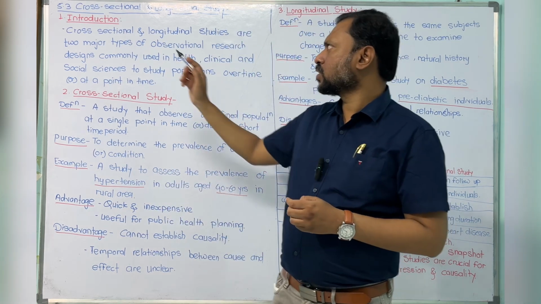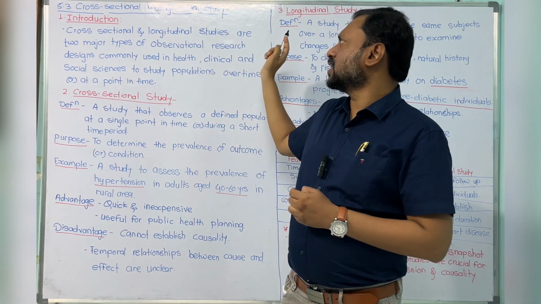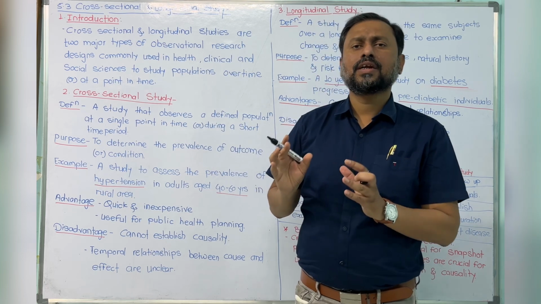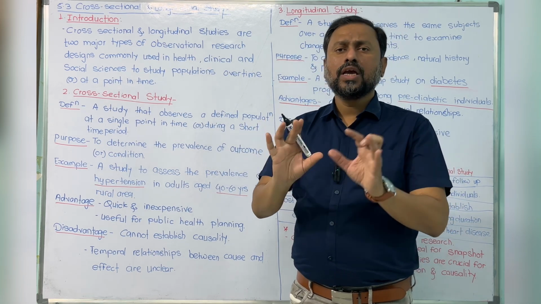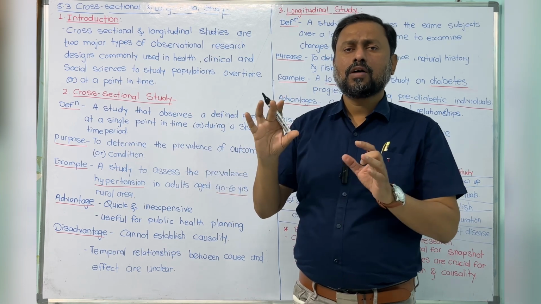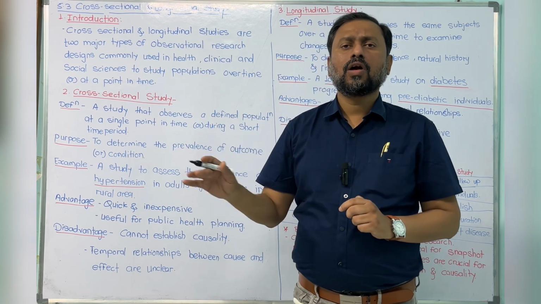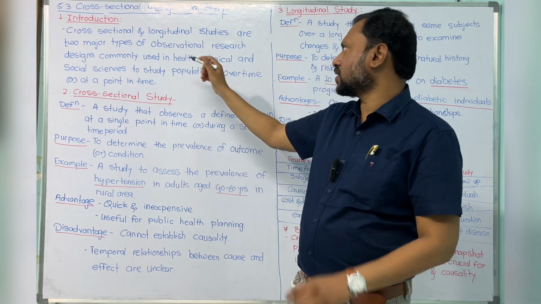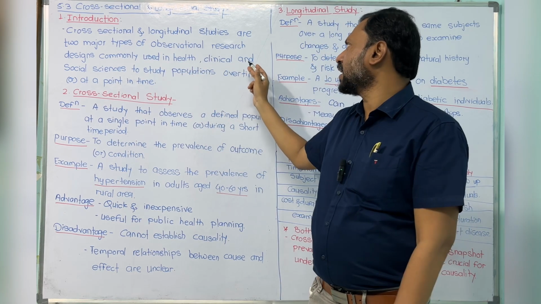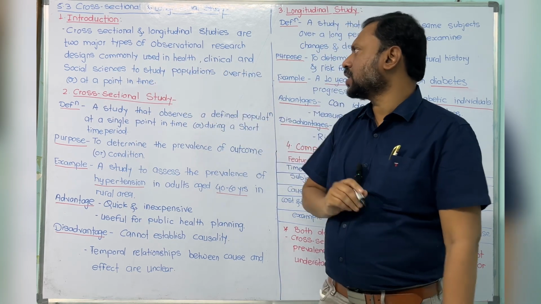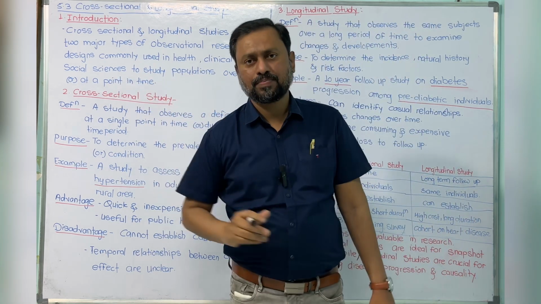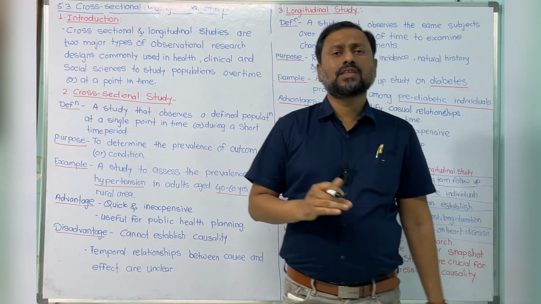In the introduction, cross-sectional and longitudinal studies are the two major types of observational research. It means that the researcher or scientist only observes. In this research design, they only observe whatever is happening, with no intervention by the researcher. The interventional research design is commonly used in health, clinical and social science to study populations over time or at a point of time. This is the introduction.